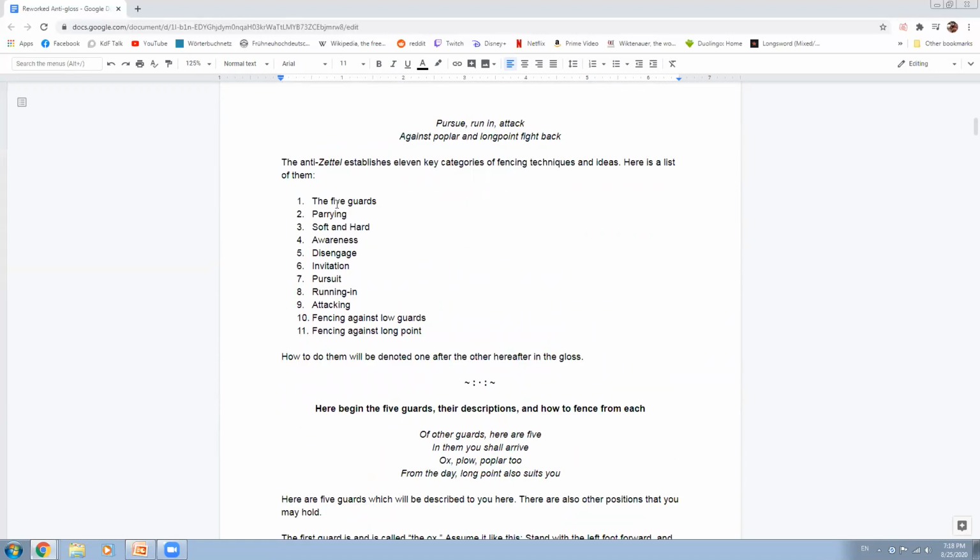So here are the 11 categories that I came up with, and obviously I'll explain them better later. So 5 guards, parrying, soft and hard, awareness, disengage, invitation, pursuit, running in, attacking, fencing against low guards, and fencing against long point.